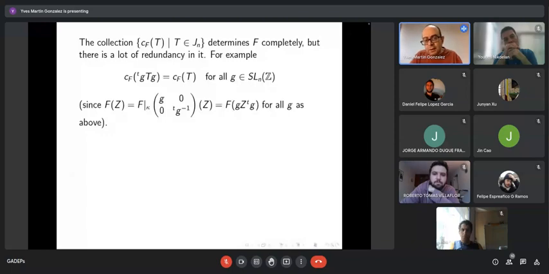And the reason for that is that F is a Siegel modular form. Therefore, it's invariant under this particular matrix (G, 0; 0, G transpose inverse). So because F is invariant under this action, you can deduce that the coefficients must satisfy this rule. Therefore, this collection of coefficients is just too much for identifying F completely.